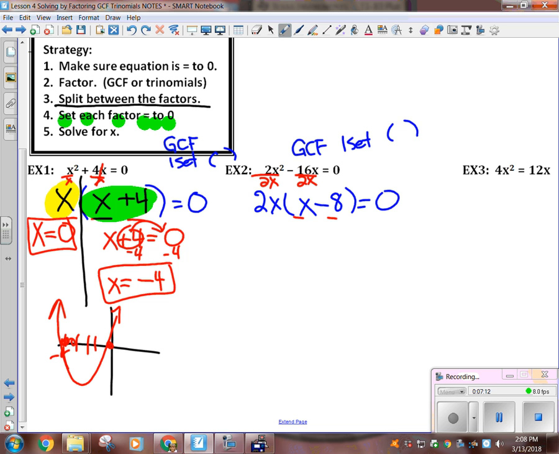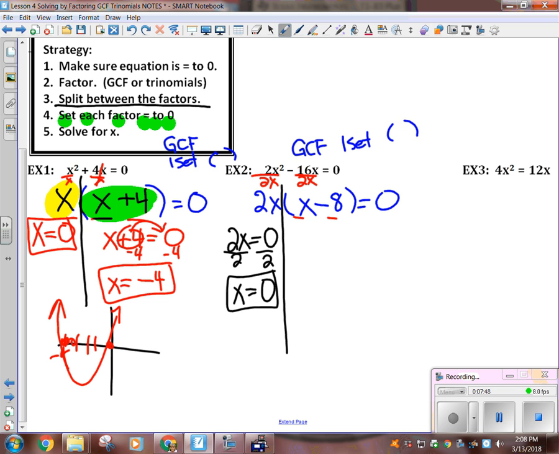What's the next step? Split between the factors. So I'm going to split right in front of my parenthesis. Actually, physically draw a line right on your paper. Did you draw that line on your paper? Now what do I do? Set each factor equal to 0. So take 2x equal to 0. I don't need 2x, I need just x. But even if I divide out the 2, what's 0 divided by any number? 0. So my first answer is also a 0.